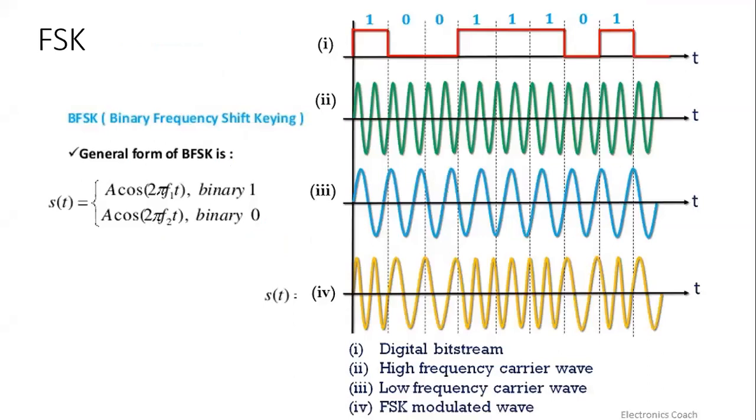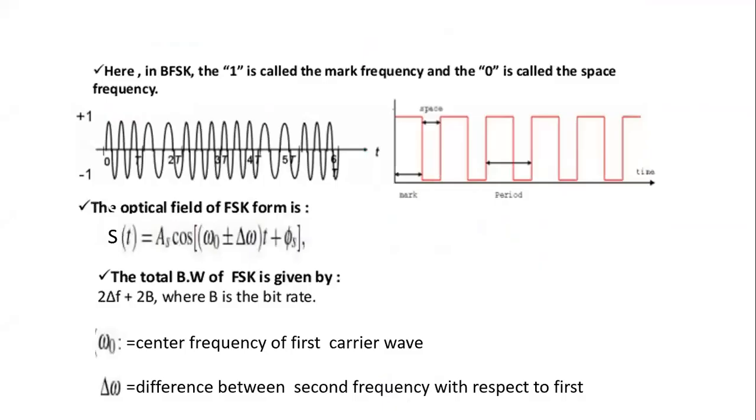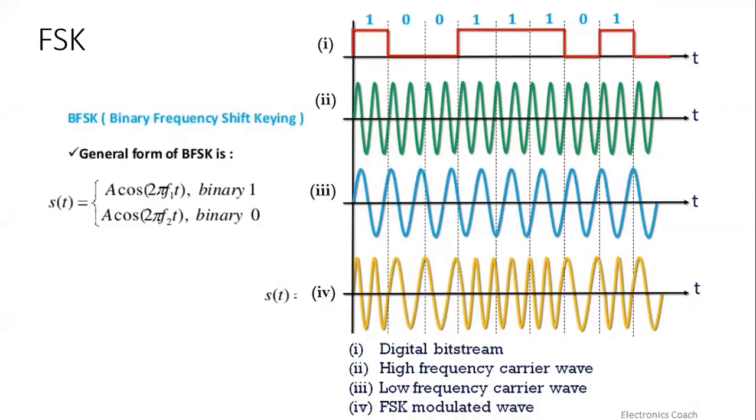Now, here also we are having two carriers, right? We are naming that one frequency should pass when the digital input says binary one. The other frequency should pass when we say binary zero. So that is how the equation gets created, where we take the difference between the two frequencies.